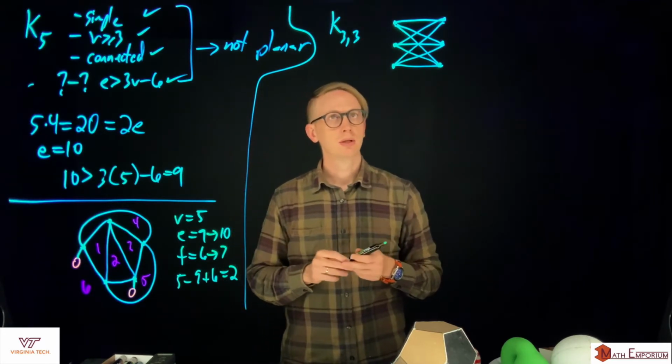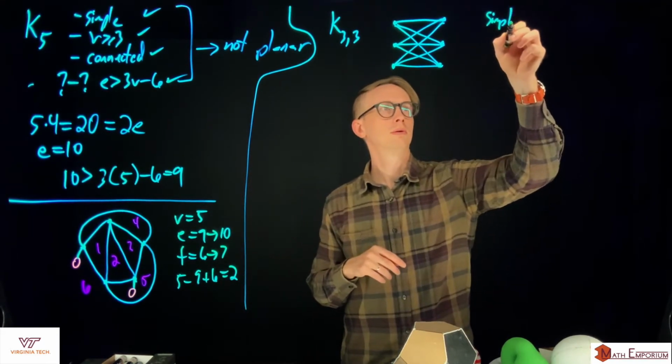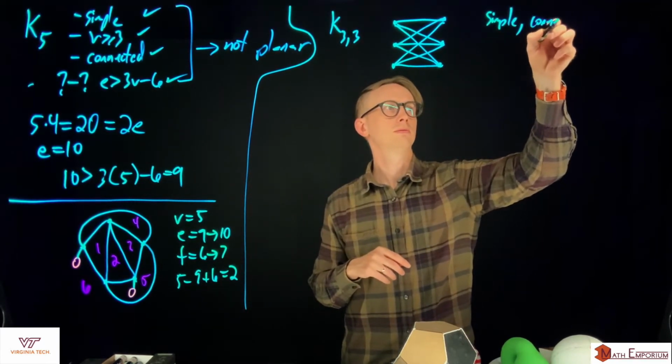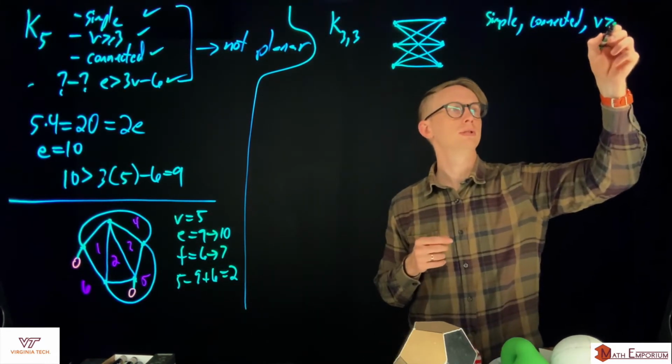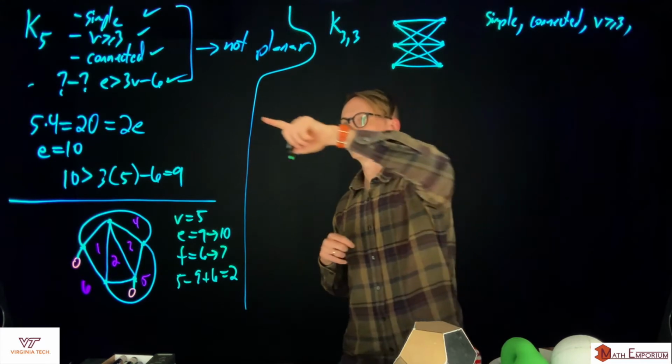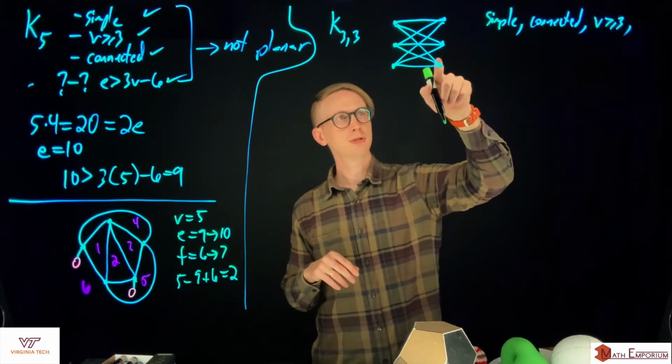Okay, let's see, is it simple? Yes. Definitely connected. Definitely at least 3 vertices. Let's check the edge and vertex count. Okay, so I have 6 vertices. 6 vertices of degree 3.